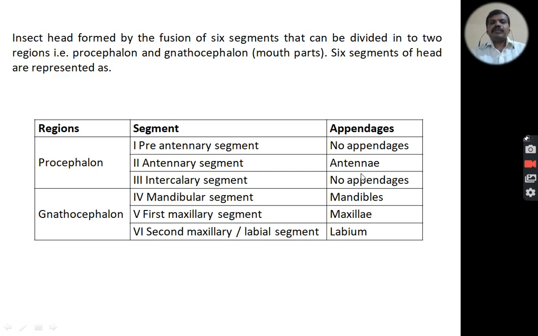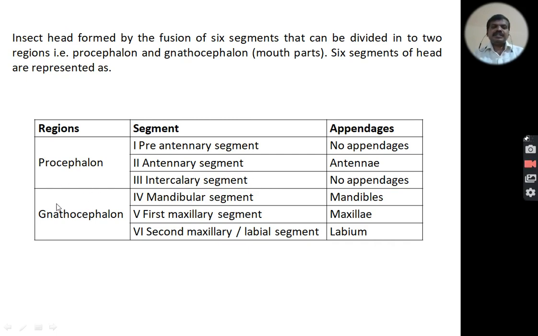The insect head is formed by the fusion of 6 segments. The first region is called procephalon and the second region is called gnathocephalon. In procephalon 3 segments are present, and in gnathocephalon 3 segments are present. What structures are present in each segment, I have shown in the table. In procephalon, the first segment is the pre-antennary segment, the second is the antennary segment, and the third is the intercalary segment. In the second segment, you can see the antennae are present.